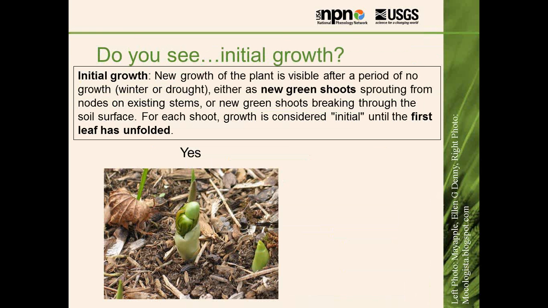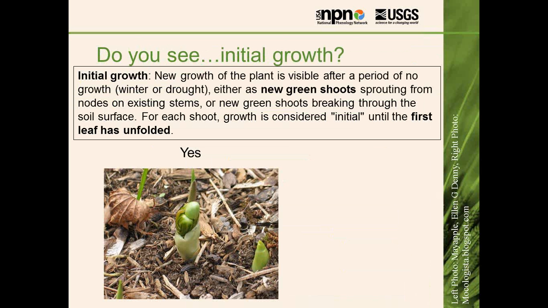So to go over the definition for initial growth, it's the new growth of the plant that's visible after a period of no growth, such as in winter or drought, either as new green shoots sprouting from nodes on existing stems, or new green shoots breaking through the soil surface. For each shoot, growth is considered initial until the first leaf has unfolded.